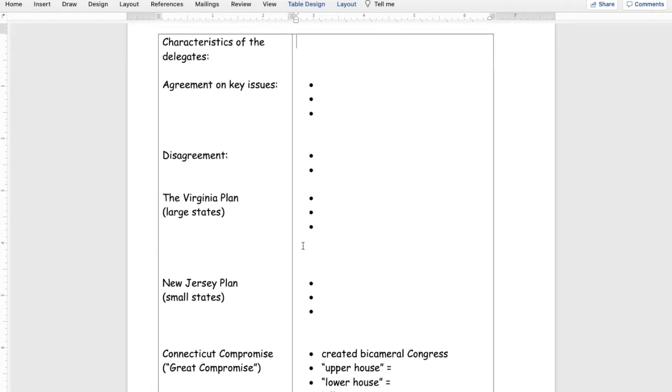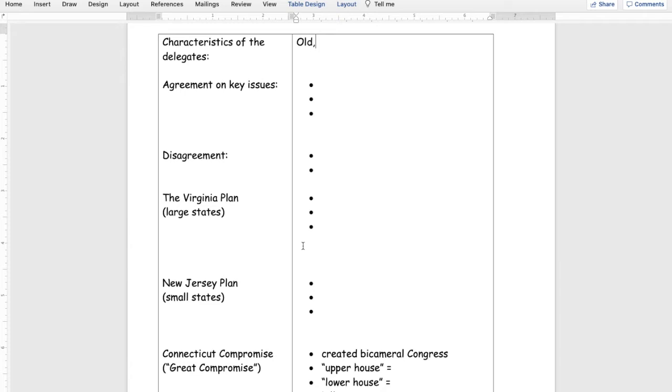Now, what is a characteristic? Well, it's a describing word. It's how you would describe somebody. A characteristic of Mr. Weckbaugh is that he's tall. Another characteristic of Mr. Weckbaugh is that he's bald. So let's talk about some of the characteristics of the delegates at the Constitutional Convention. First and foremost, they did have one thing in common with Mr. Weckbaugh. They were all old. With a few exceptions, there were some younger delegates, but for the most part, they were all very old.